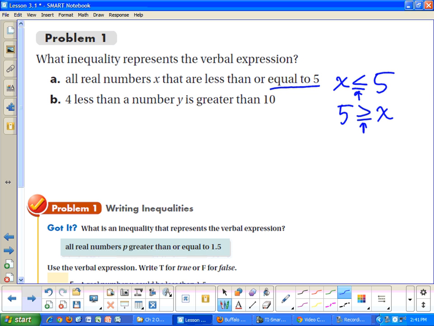4 less than a number y is greater than 10. The way we write 4 less than a number y would be y minus 4. And to show that it's greater than 10, we would write greater than 10 like that.